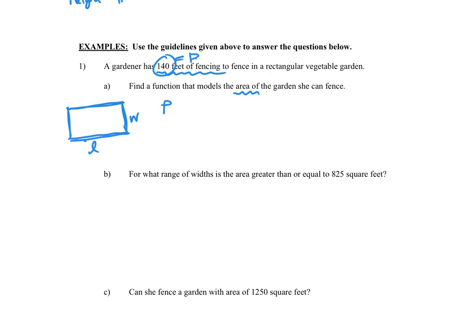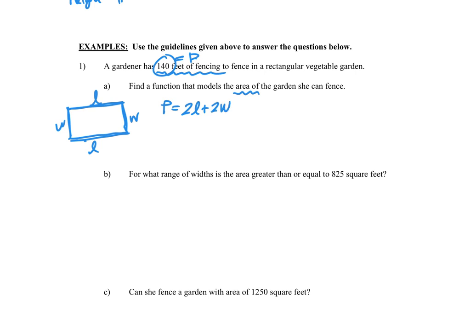So if I say, well, my perimeter is actually all the way around, so I have the length on the bottom, the width on the right, I have a length on the top and a width on the left, that's like saying 2L plus 2W.